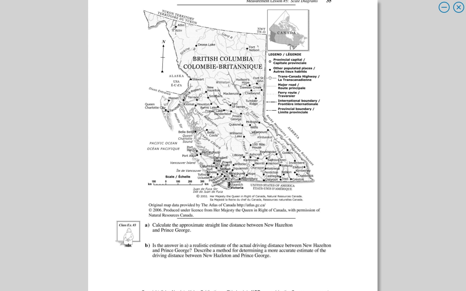Now, this one, it's a picture of BC. I'm not as familiar with it. It was Edmonton and Calgary, so that was really easy. But this one wants me to find Hazelton and Prince George. I couldn't find them, and I just gave up.